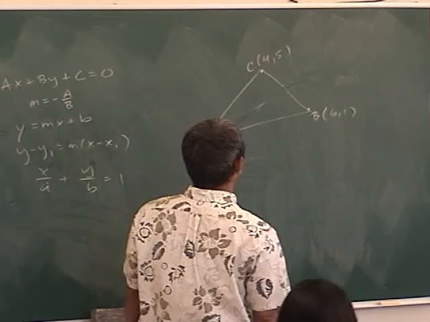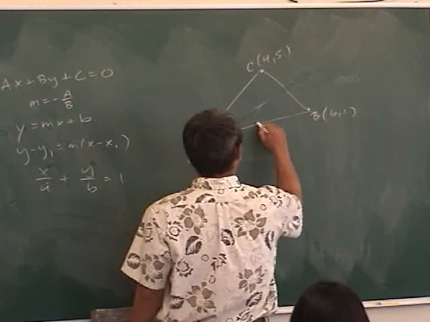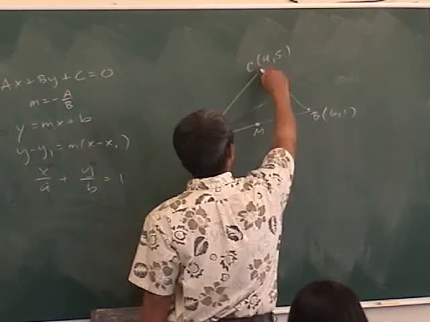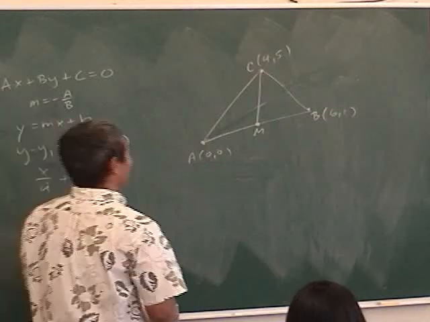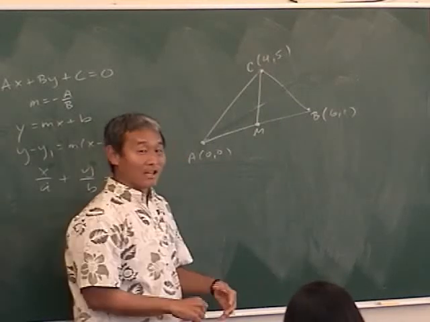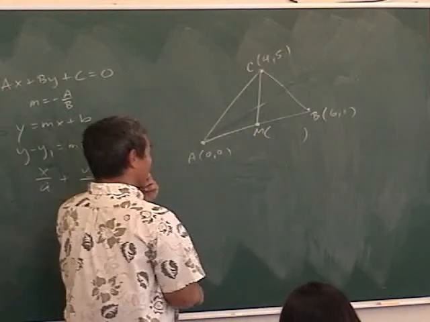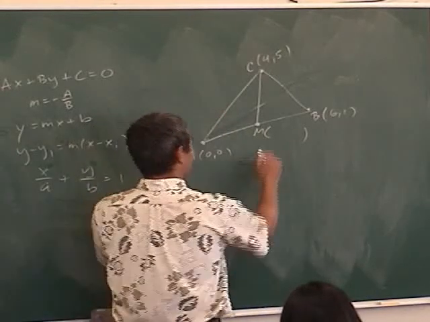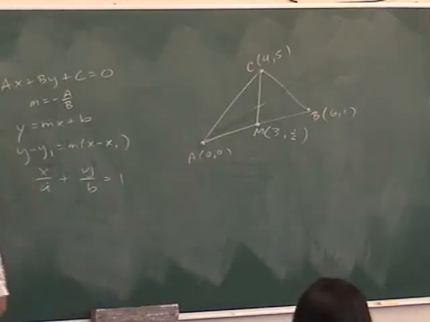Change the problem. We're going to do the median from C. Write the equation of this median right here. You know why I like it? Because I'll get fractions. I love fractions. Okay, what are the coordinates of M? Quick. (3, 1/2). Yeah, we got fractions.